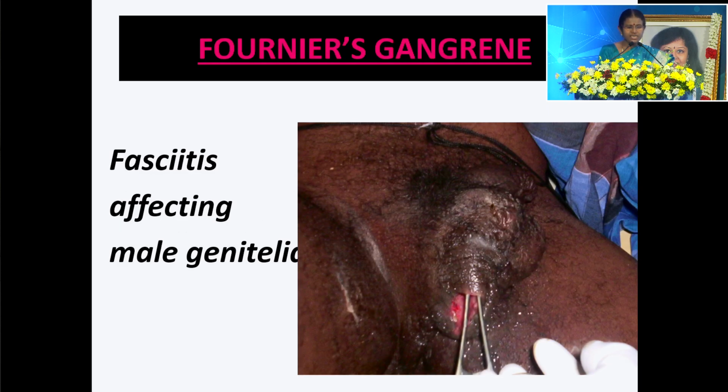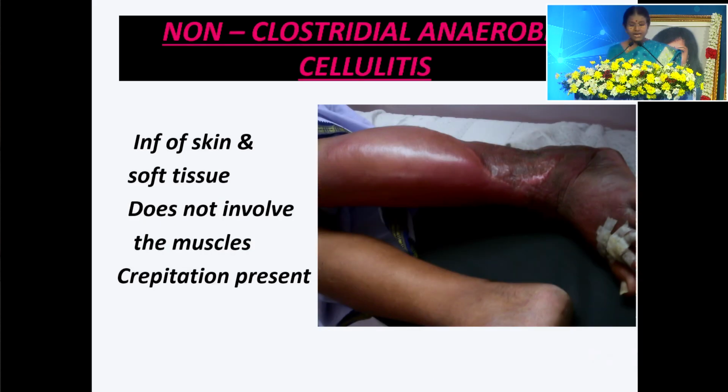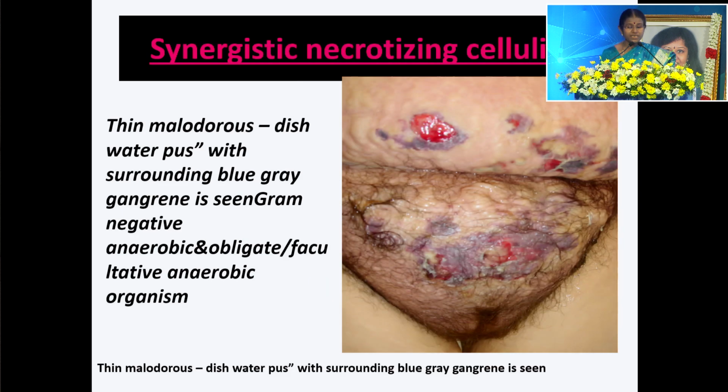And Fournier's gangrene is a fasciitis affecting the male genitalia, more common in diabetics. Non-clostridial anaerobic cellulitis is an infection of the skin and soft tissue. It doesn't involve the muscles and crepitations are present. In synergistic necrotizing cellulitis, there is thin, malodorous, dishwater pus with surrounding blue-gray gangrene seen.